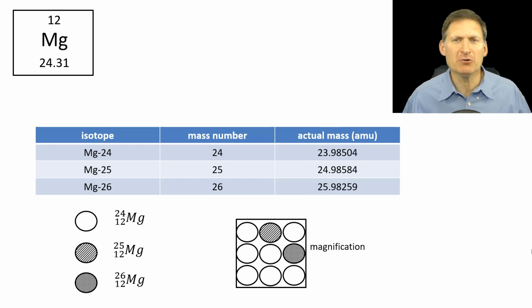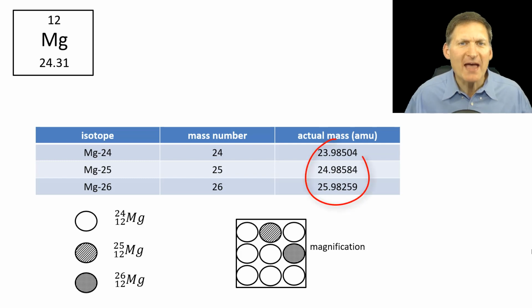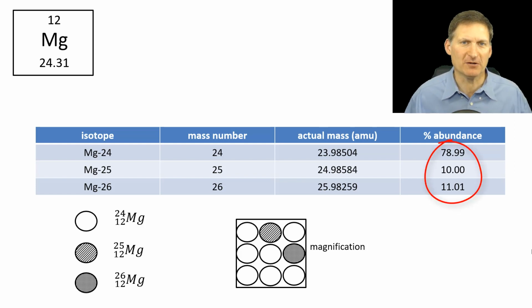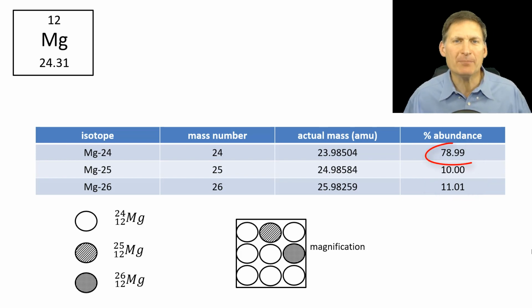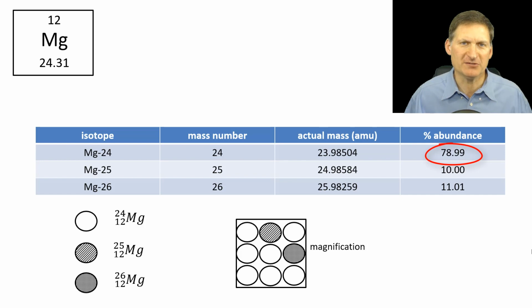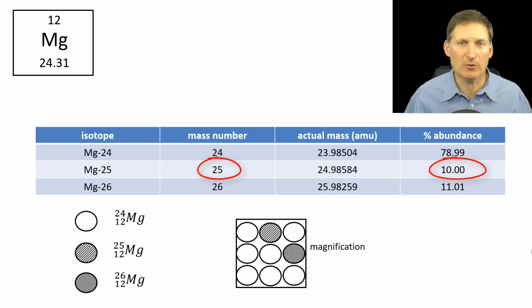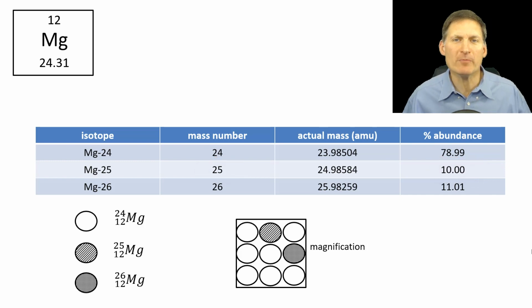We need to consider two things. One, the actual masses of the isotopes of magnesium here, and two, the percent abundance of each of these isotopes here. By percent abundance, we mean that of all the magnesium atoms in the world that are naturally occurring, 78.99% of them are the isotope magnesium-24. 10% of them are magnesium-25, and so on. Notice there are far more magnesium-24 atoms in the world than the other isotopes.